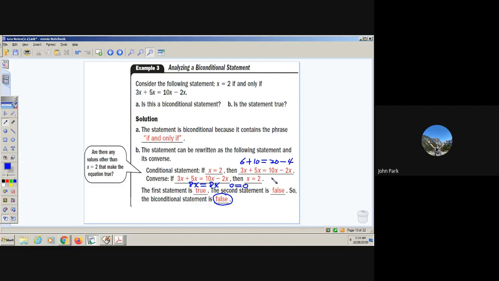So they both have to be true in order for the whole biconditional statement to be true. So this is false, right? You have to be able to write both statements and determine both are true in order for the biconditional statement to be true.